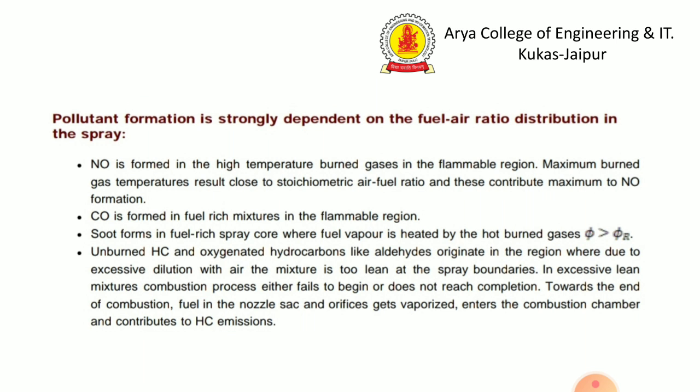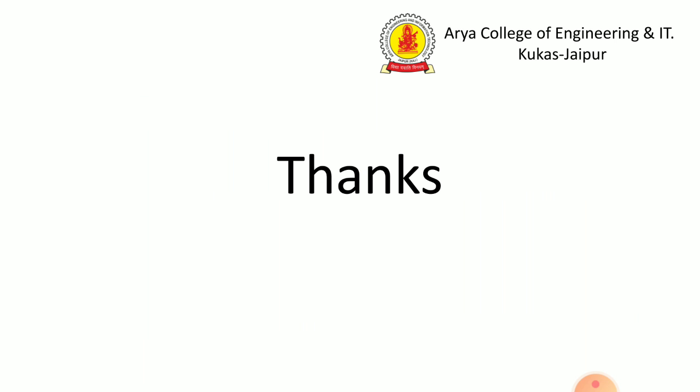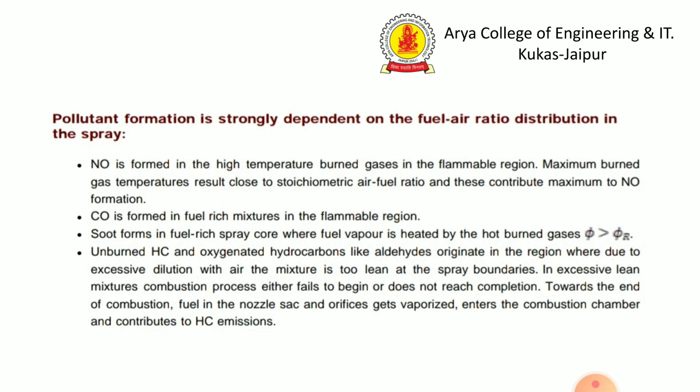Pollutant formation is strongly dependent on the fuel air ratio distribution in the spray. NO is formed in high temperature burnt gases. In the flammable region, maximum burnt gas temperature results close to the stoichiometric air fuel ratio, and this contributes maximum to NO formation. CO is formed in the fuel rich mixtures in the flammable regions. Soot forms in the fuel rich spray core where the fuel vapor is heated by the hot burnt gases.